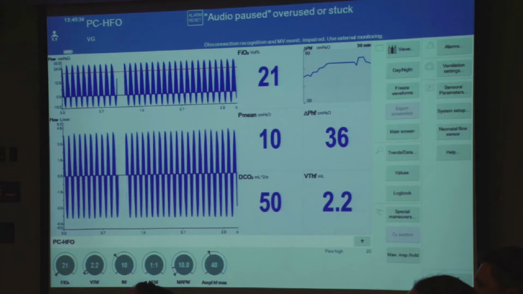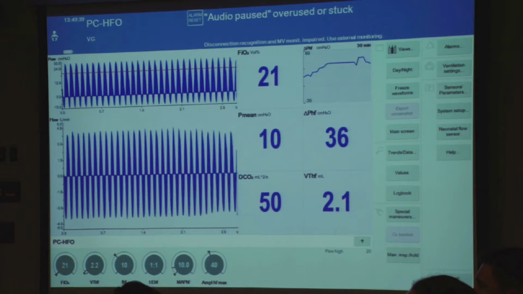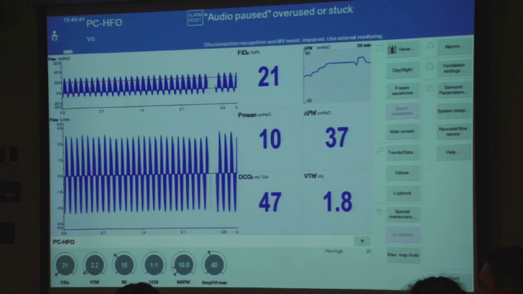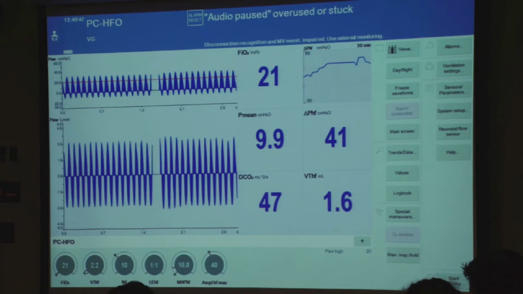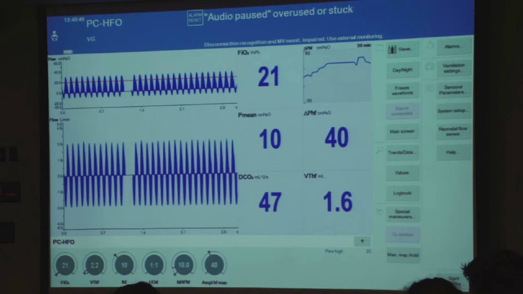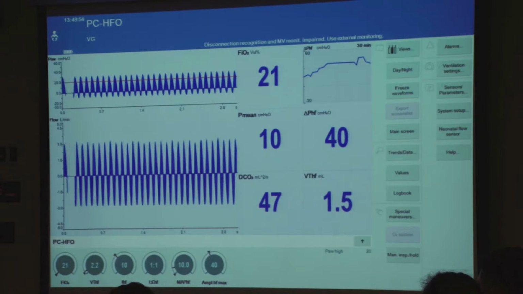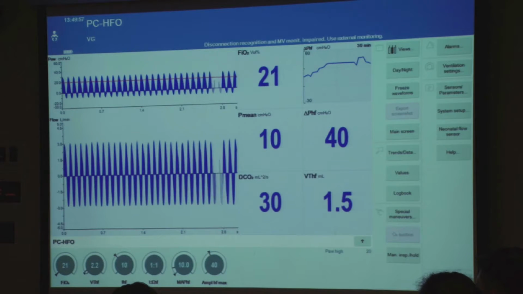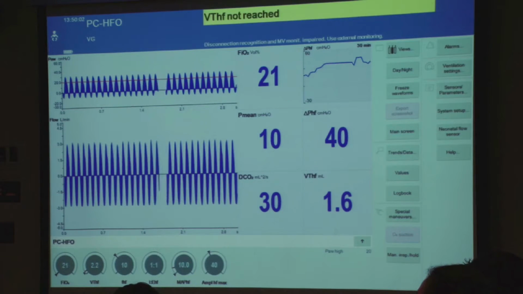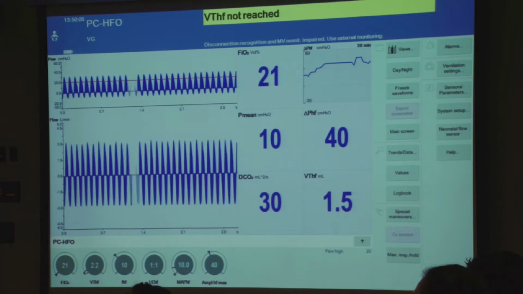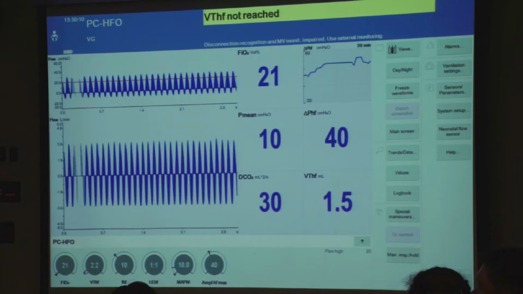What I am saying is that, for example, if this gets more obstructed and it maxes out, it should alarm and say, okay, I'm not arriving at the desired VTHF. So troubleshooting there should be: is the tube obstructed?